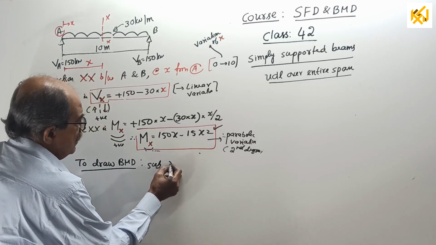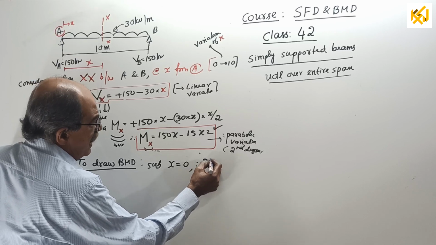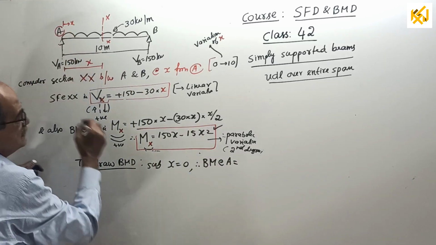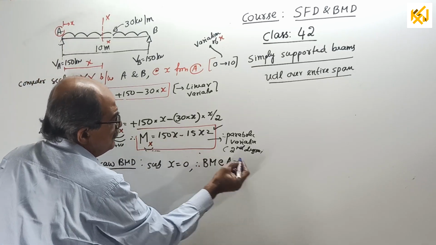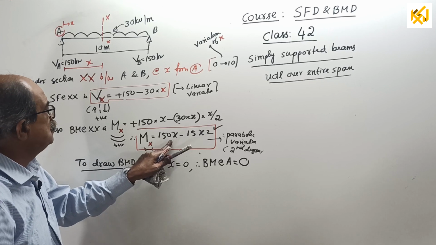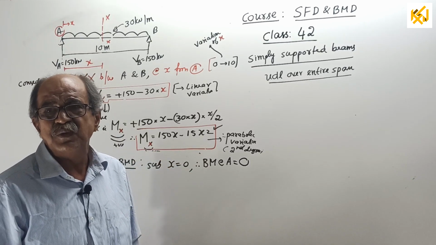Substitute x equal to 0. When you put x equal to 0, you get the bending moment at A. Directly you can tell the answer, 0. Don't show the calculation, somebody will laugh. When x is there and you substitute for x, what is this one?